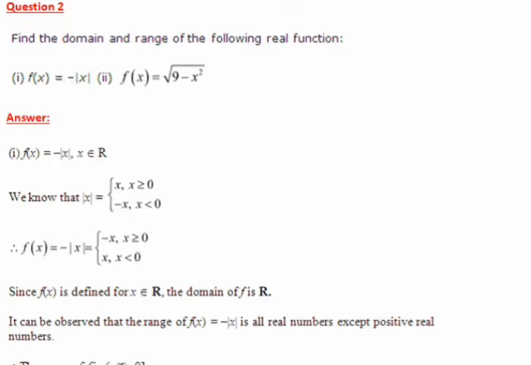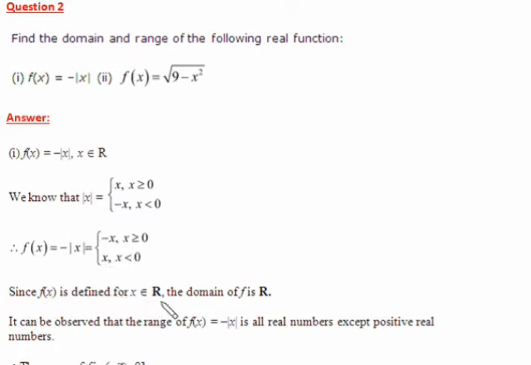Our first function is f(x) is equal to minus mod x. Now students, we know mod x has two values. When x is greater than or equal to 0, it takes positive. When x is less than 0, it takes negative. When we put minus, the negative of mod x means positive comes with negative and negative comes with positive.